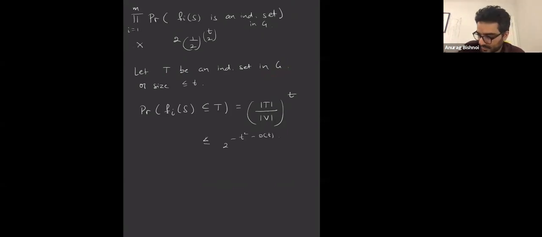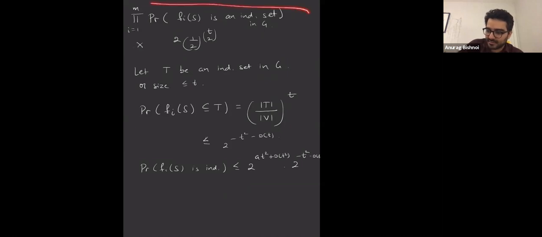So the probability that Fi of S is independent is at most the total number of independent sets, the total choices for T, multiplied by that number. So you have 2 to the t squared plus little o of t squared, multiplied by 2 to the minus t squared minus little o of t. So that's the probability that Fi of S is independent. And then finally you look at this probability here.